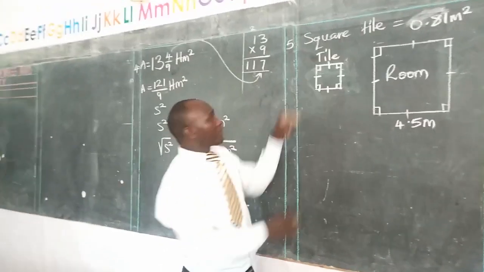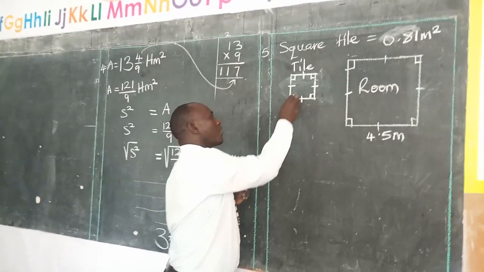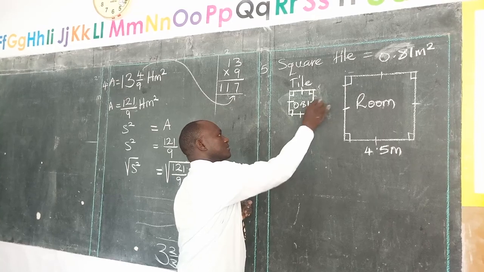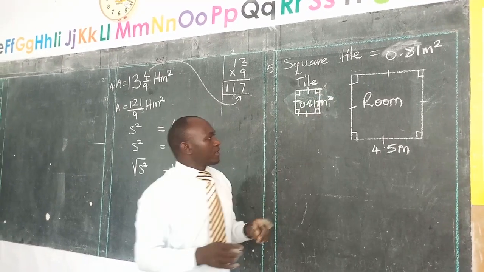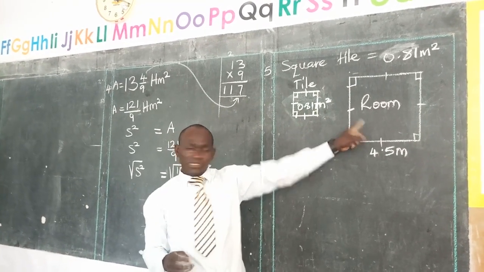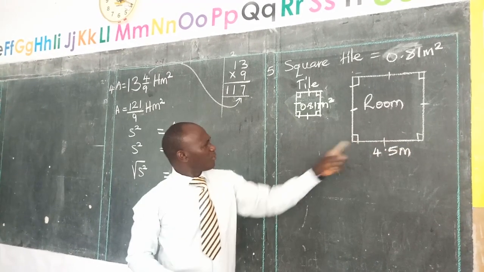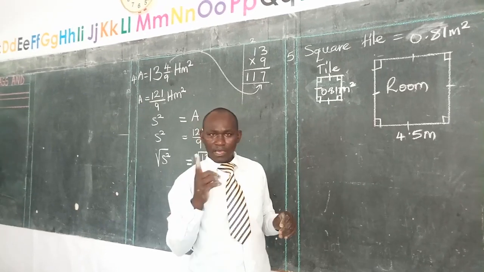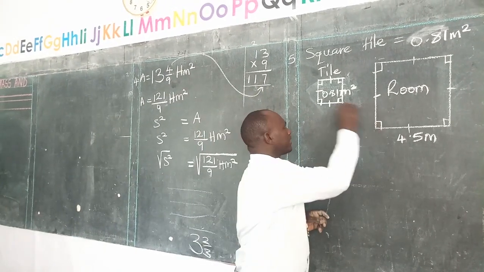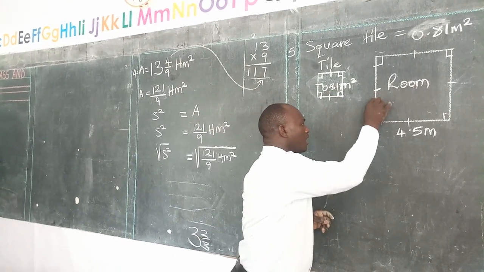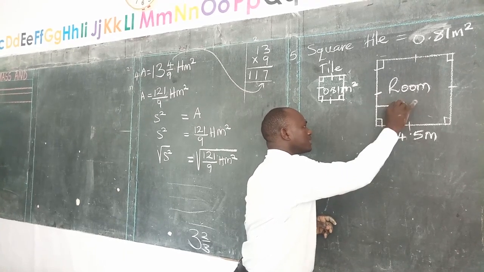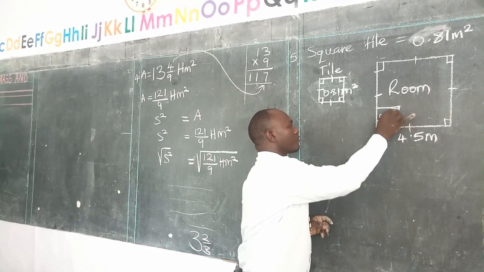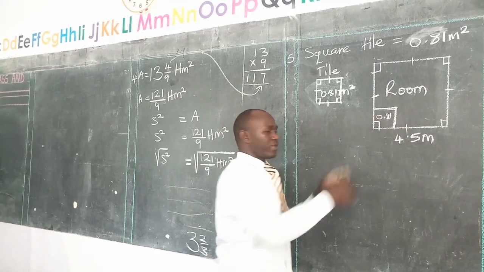In our tiles, we have been given the area. Our area is 0.81 square meters. But the room has a length. So how do we connect this to this? I think I need to get one square tile and put it here. Let's say this is my square tile of 0.81.